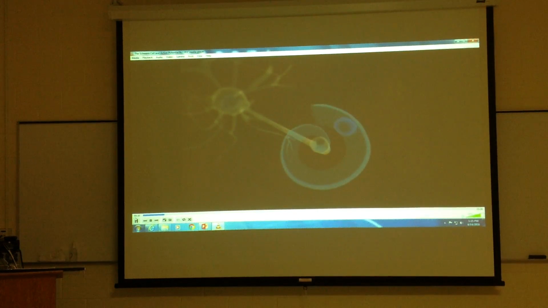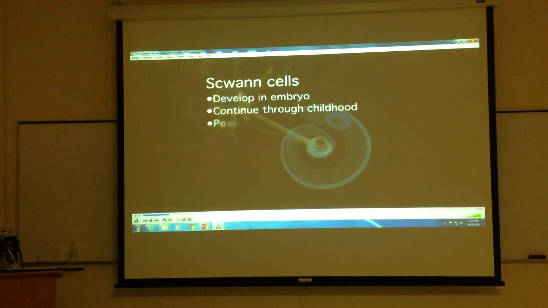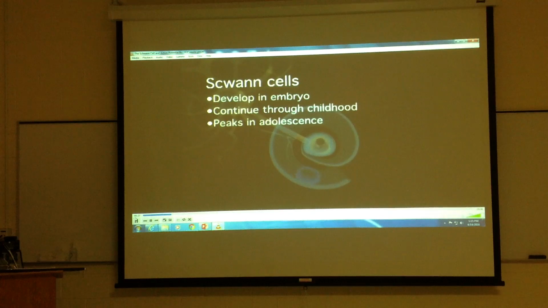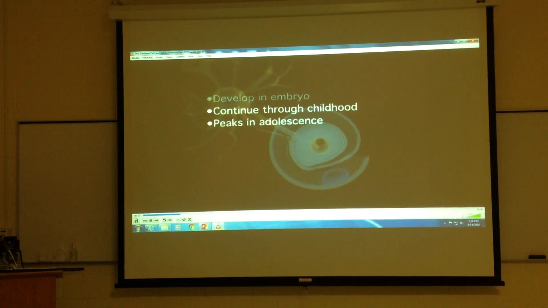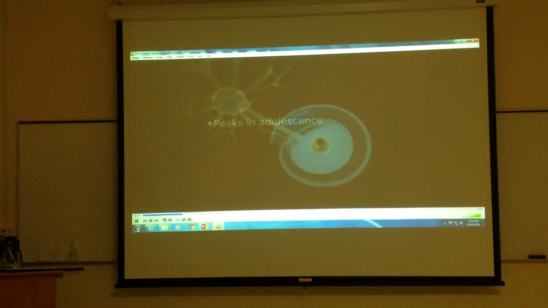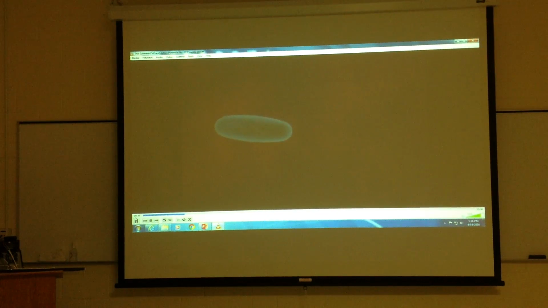The Schwann cell forms a protective covering around the axon. Schwann cells start to develop in the embryo and continue to increase the wrapping around the axon through childhood. This development increases the thickness of the wrappings, which peaks in adolescence. This is why teenagers have such quick responses. The Schwann cell contains the typical cell organelles and cell membrane structure.